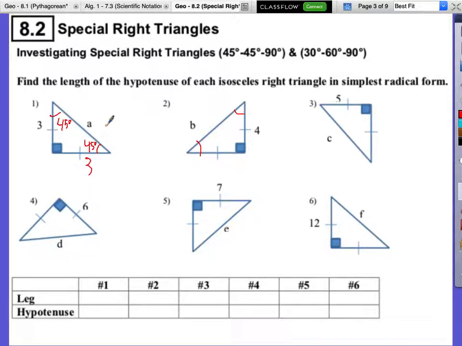I want you guys to find our hypotenuse on each of these. So go ahead, go through Pythagorean theorem style, simplest radical form. Find the hypotenuse of each one. I appreciate that. If you need help, if you have questions, that kind of stuff, you should ask. If you need a calculator, maybe go get one.